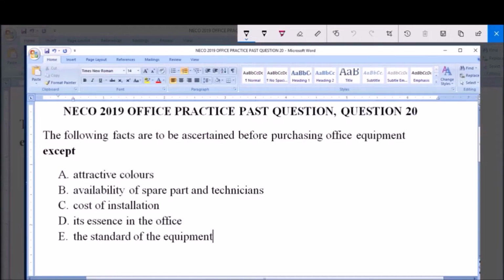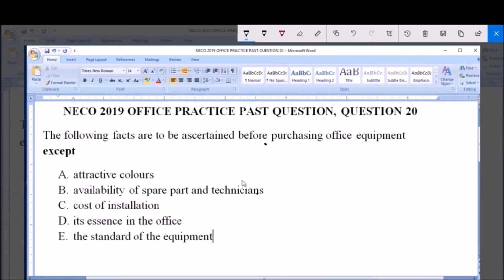I will be solving Neco 2019 Office Practice Past Question 20. The following facts are to be ascertained before purchasing office equipment except: A. Attractive colors, B. Availability of spare parts and technicians, C. Cost of installation, D. Its essence in the office, E. The standard of the equipment. So let's pick an option which is not a fact that is to be ascertained before purchasing any office equipment.